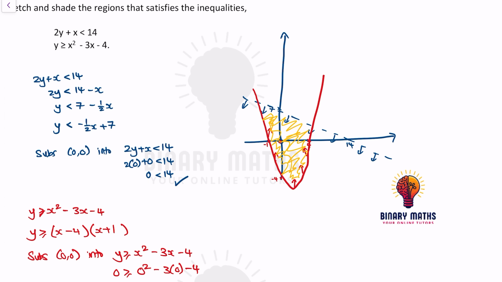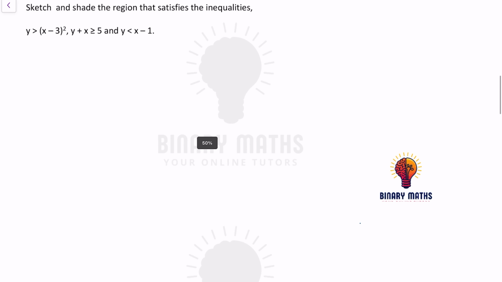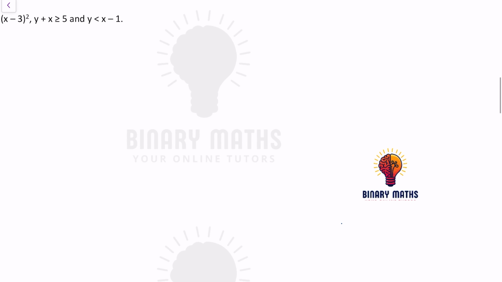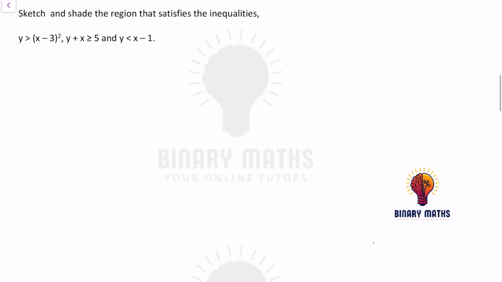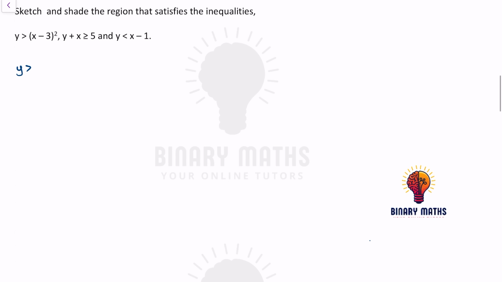Okay, let's look at another example. This one's got 3 inequalities. It says sketch and shade the region that satisfies the inequalities. First one is y is greater than x minus 3 squared, which is obviously a quadratic. So quadratic with repeated root at x equals 3.